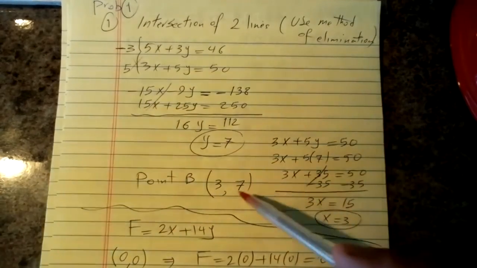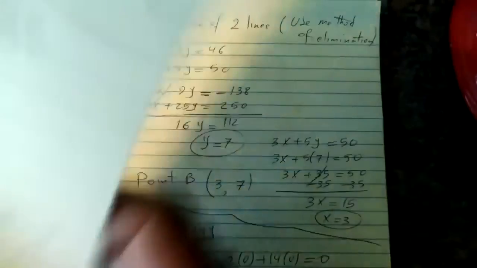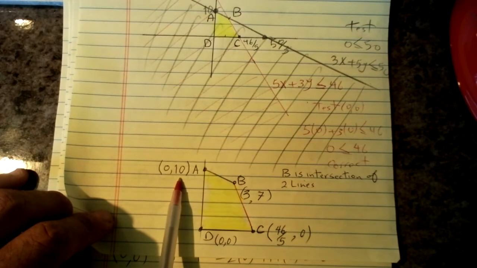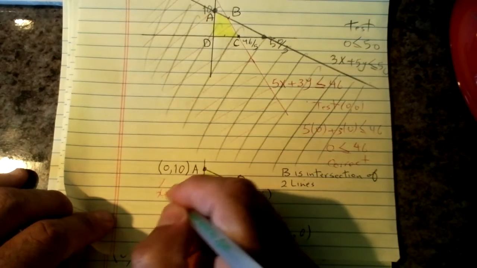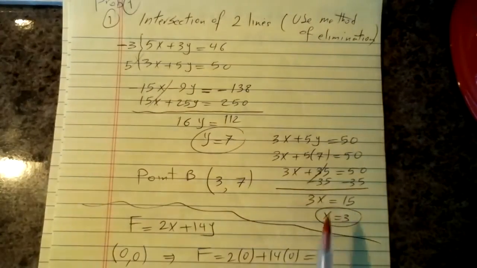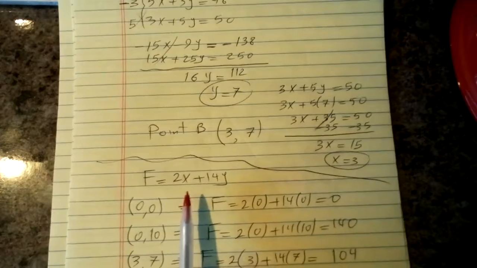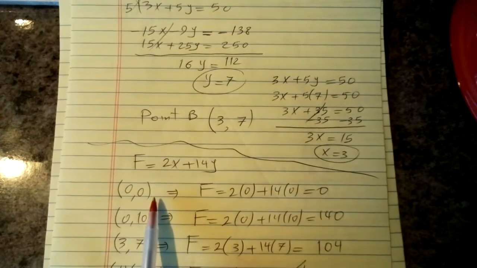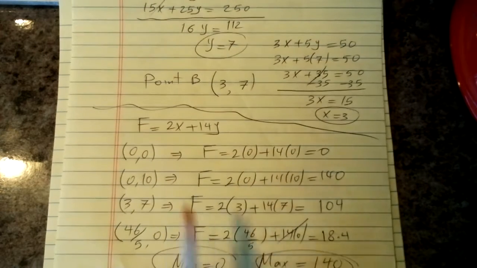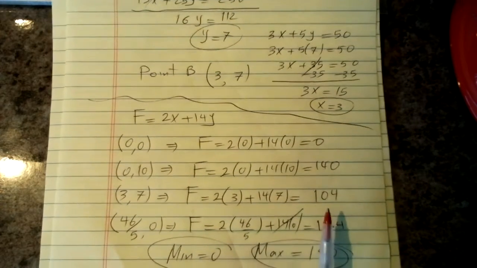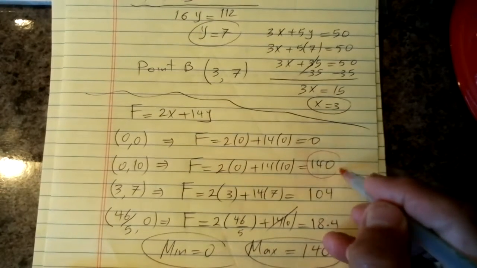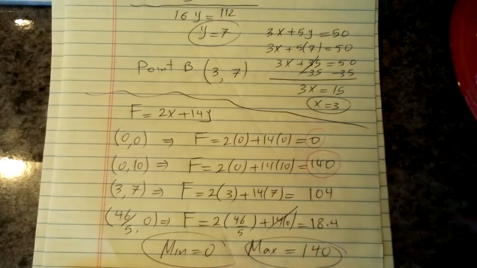As long as I come up with 2 equal and opposite terms, I can cancel. So when you find all these 4 coordinates, one at a time you take each of them. The first number is x, and the second number is always y. You take each of these points and put it in the equation of F. F is 2x plus 14y. I put 0, 0, F is 0. I put 0 and 10, F is 140. So there are 4 numbers. They want you to find the minimum and maximum. Maximum is 140, and minimum is 0.